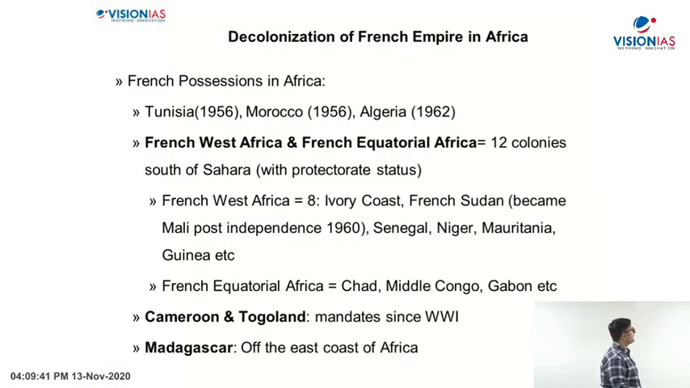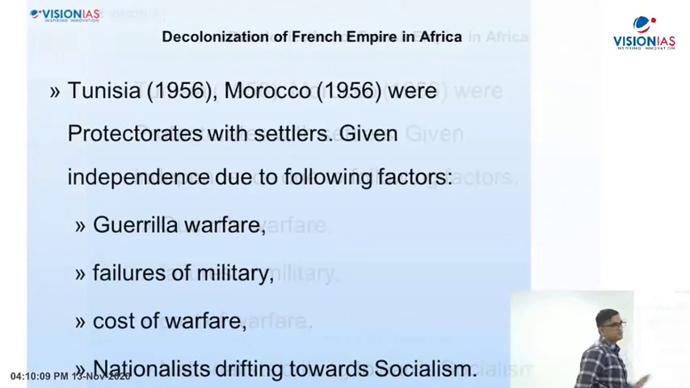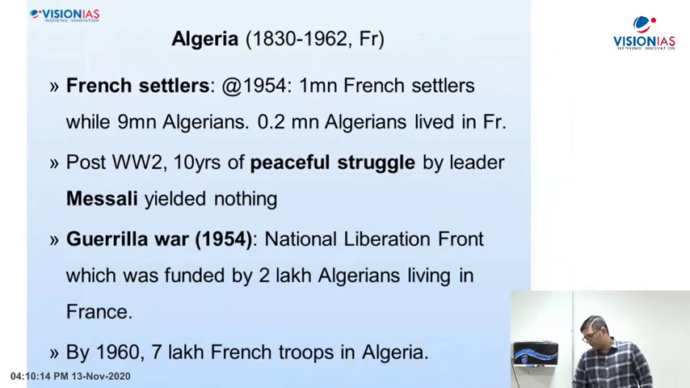What were the French possessions? Small possessions: Tunisia, Morocco, Algeria, French West Africa and French Equatorial Africa, Cameroon, Togoland, Madagascar, these are their areas. Simply, what is the trend here? Tunisia and Morocco in 1956 were protectorates with settlers. They were given independence due to the following factors: guerrilla warfare, failure of the military to counter guerrilla warfare, cost of warfare, nationalists drifting towards communism or socialism. All the trends which we discussed are present here. This is just an example.